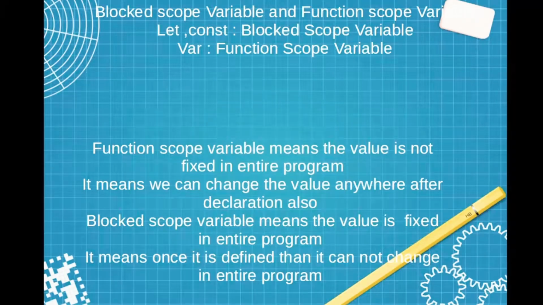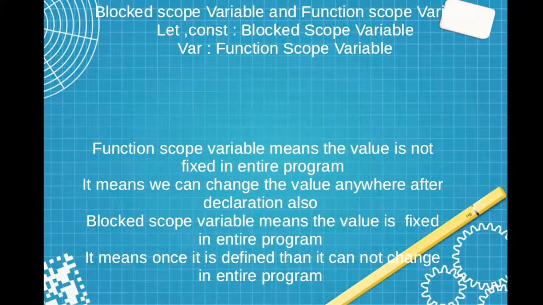I have made a presentation for this also. Block scope variable and function scope variable. So let and const, these two keywords are block scope variables, and the var keyword is the function scope variable. So what is the meaning of the function scope variable? It means we can change the value anywhere after declaration also.